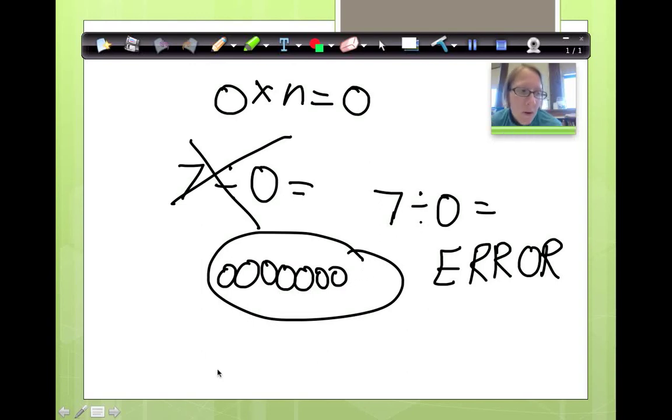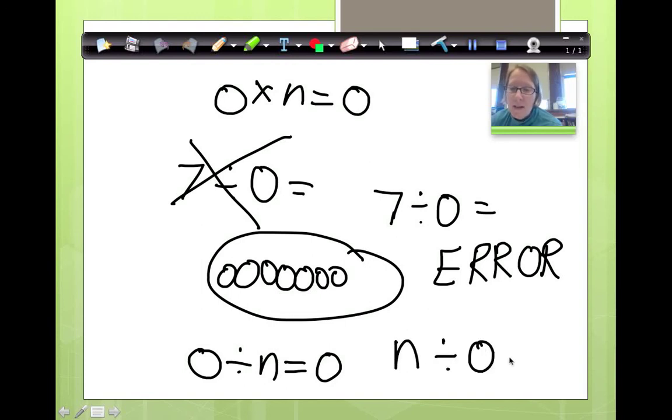So it only works for anything divided by that number of groups equals 0. It can't work the other way around. It can't be n divided by 0 equals 0, because if you have something to divide, you have a group. Can't have nothing if you already have something.